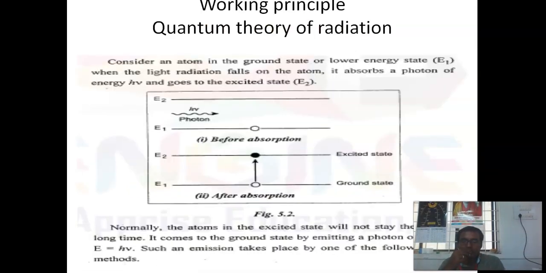Before that, we are going to discuss the quantum theory of radiation, a major principle behind the laser beam machining process. Consider an atom in the ground state or lower energy state E1. When light radiation falls on the atom, it absorbs a photon of energy h nu and goes to the excited state E2. This is the major principle behind the laser beam machining process. Normally, the atoms in the excited state will not stay there for a long time. It comes to the ground state by emitting a photon of energy E, which is equal to h nu.